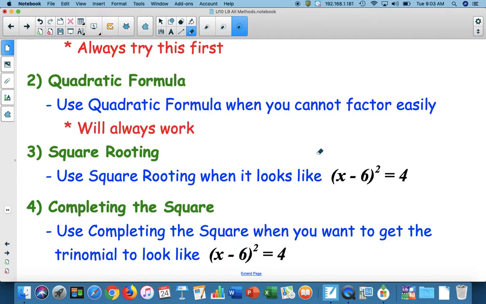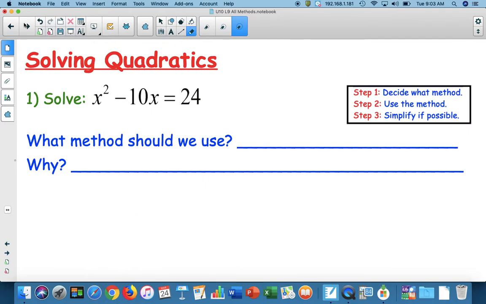Alright. So let's start reviewing them. Let's look at our first problem. First problem, x squared minus 10x equals 24. So we should really decide what method to use here. Now, if I rewrite this down here, my first thing I should do, I could do one of two things, really. I have two methods I could do here. I could either do trinomial or I could do complete the square, okay? I'm going to show you both.